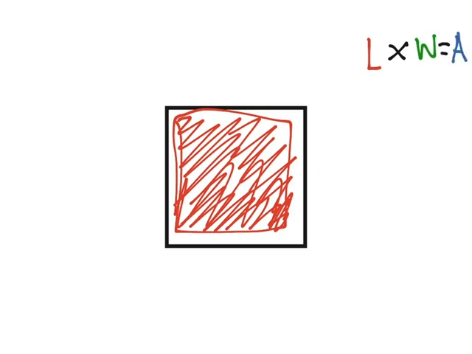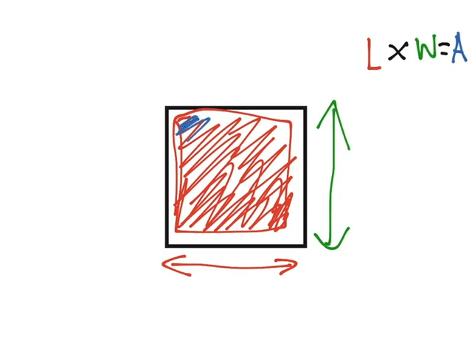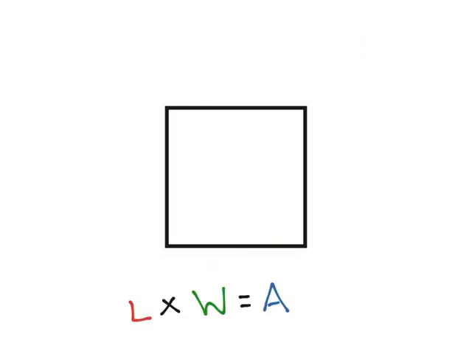Well, the length is how long something is. So this would be how long it is. And the width is how wide it is. And then when we times those together, we get this area inside of here. So when we use the formula length times width, we get the area. Now let's look at the square here.